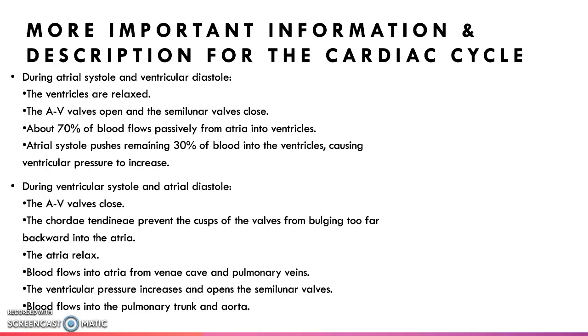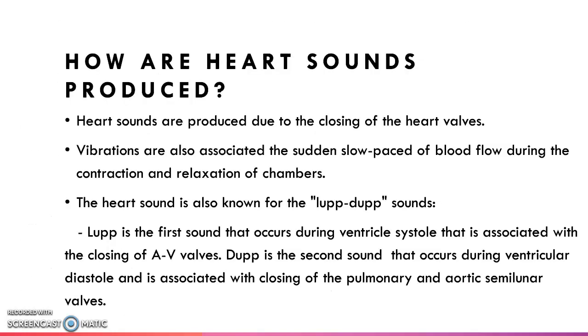And during ventricular systole and atrial diastole, the AV valves close. The chordae tendineae prevent the cusps of the valves from bulging too far backwards into the atria, and the atria relax and the blood flows into the atria from the vena cava and pulmonary veins. The ventricular pressure increases and opens the semilunar valves, and the blood flows into the pulmonary trunk and artery.